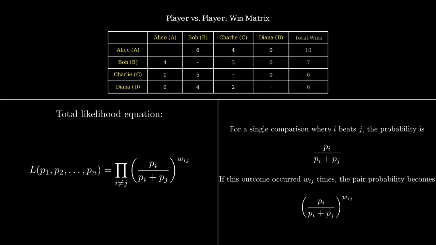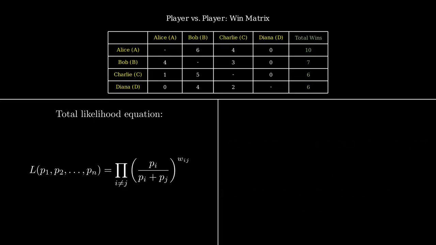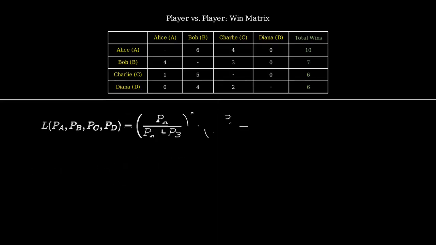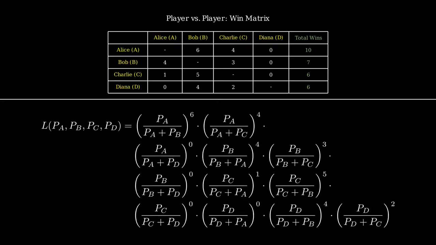If the outcome occurs wij times, the pair probability becomes that to the power wij. So let's take a look at what the total likelihood equation looks like when it's expanded out for our specific data. The probability that Alice beats Bob 6 times is this probability. The probability that Alice beats Charlie 4 times is this, and so on. Just for repetition, the probability of Charlie beating Alice 1 time is here.